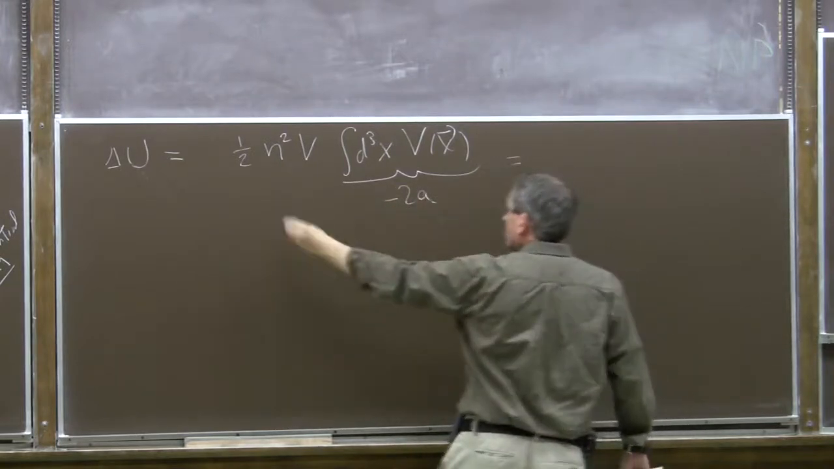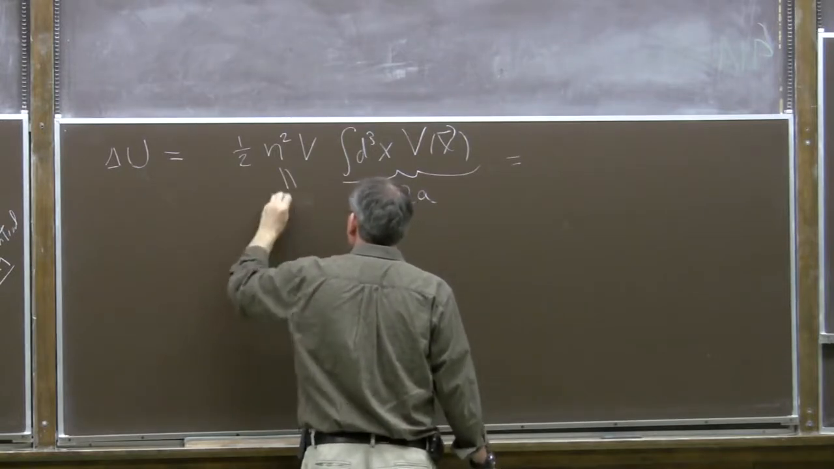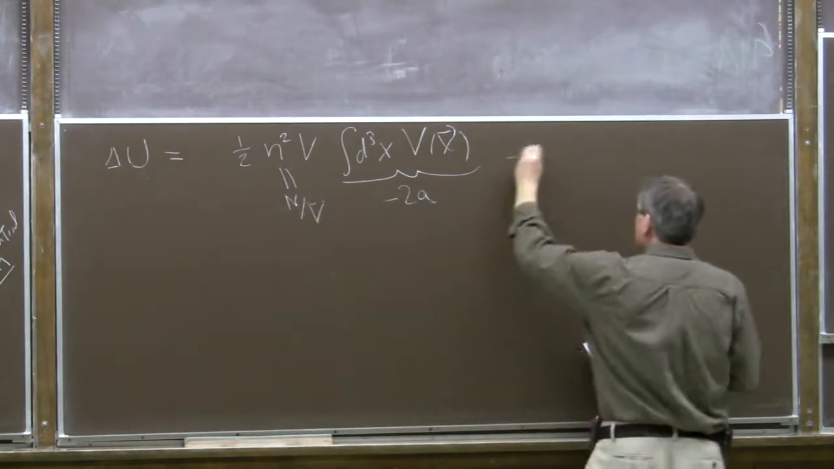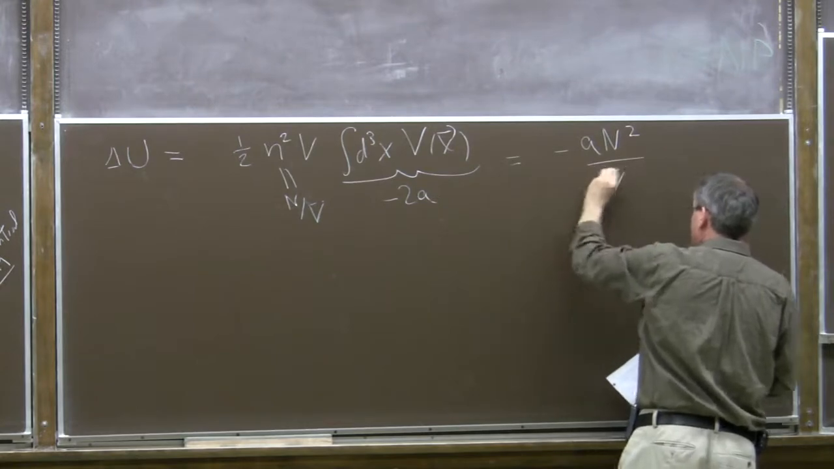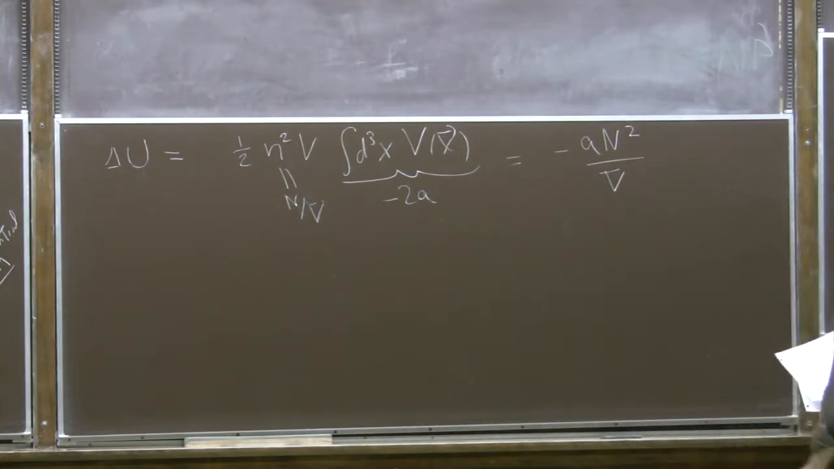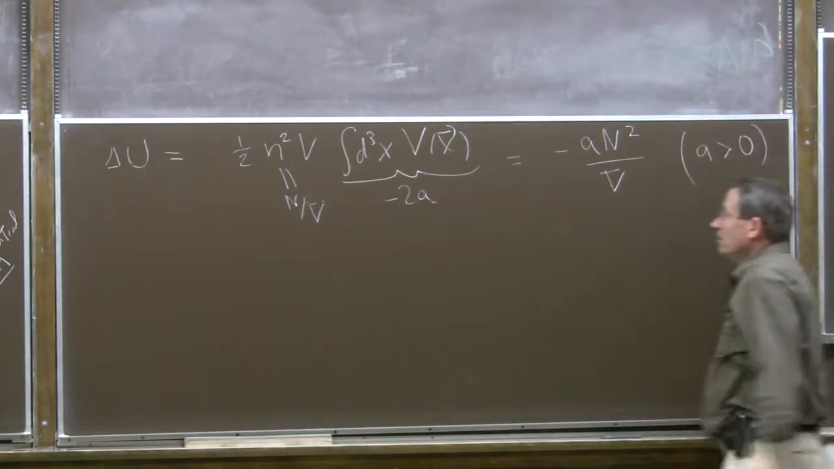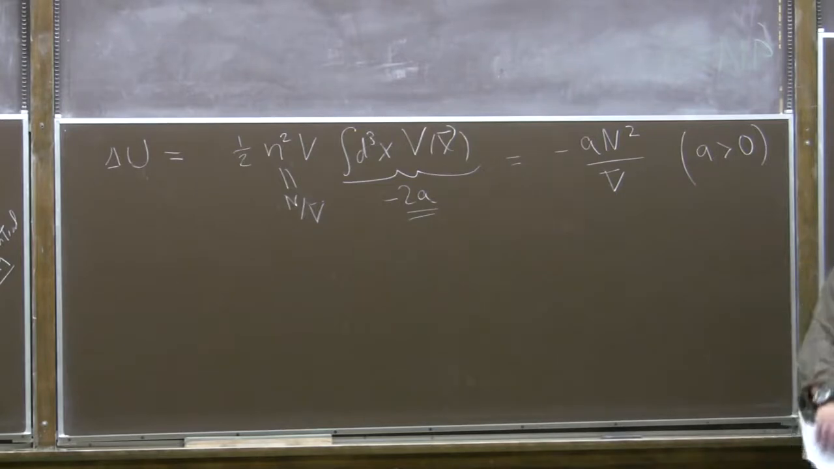And so, since concentration is number of particles per volume, I can write this as minus a, number of particles squared divided by volume. I want to consider a to be positive, corresponding to the potential energy being negative because it's an attractive interaction. Okay?